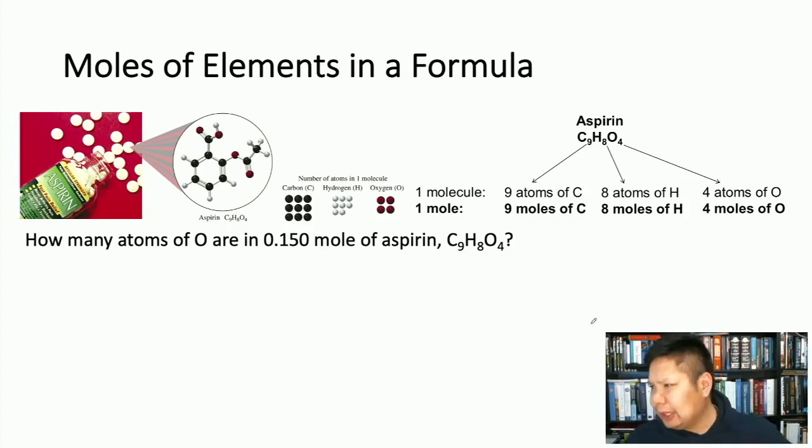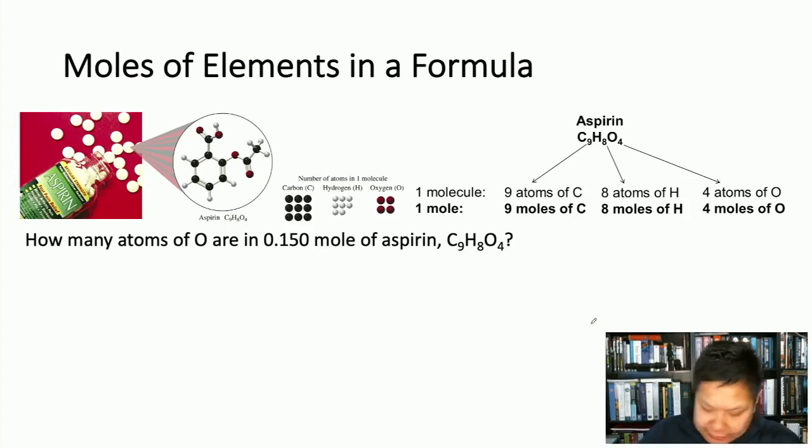So for example, look at this molecule of aspirin right here. Its formula is C9H8O4, and what that means is that one molecule has 9 atoms of carbon, 8 atoms of hydrogen, and 4 atoms of oxygen. Well, that also means that 1 mole of aspirin has 9 moles of carbon, 8 moles of hydrogen, and 4 moles of oxygen, right? So the subscripts in the chemical formula are very helpful in that way. It shows you the relationship between the atoms and the formula itself.